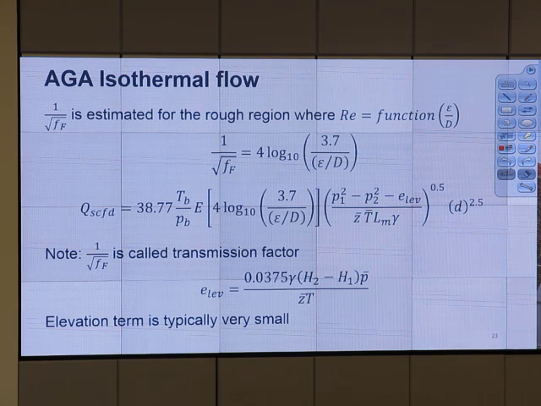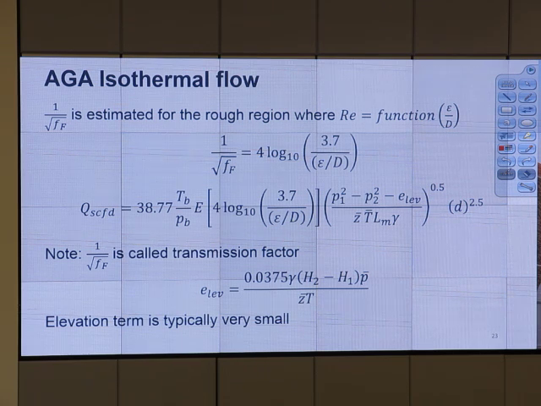So that's the equation. This equation is not the equation that you will actually use. Why do you think that is? Why don't we use the isothermal flow equation for pipelines? We just don't use it. Why is that? Any particular reason that we don't want to directly use the isothermal flow equation?